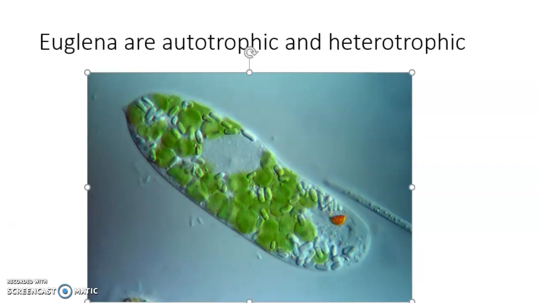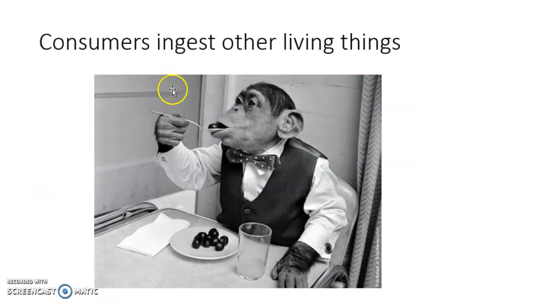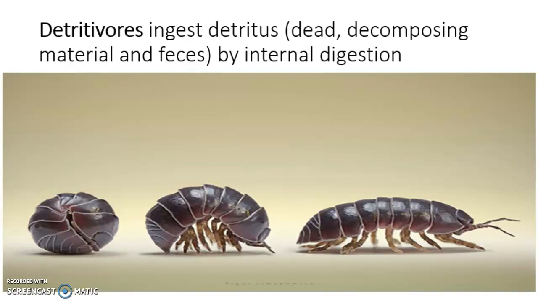Now, if we do have an organism that is strictly eating other materials, not making food for itself, this is what we call a consumer. Consumers must ingest other living things. They're not making any food for themselves. They're strictly heterotrophic. We can break up consumers into some subcategories.